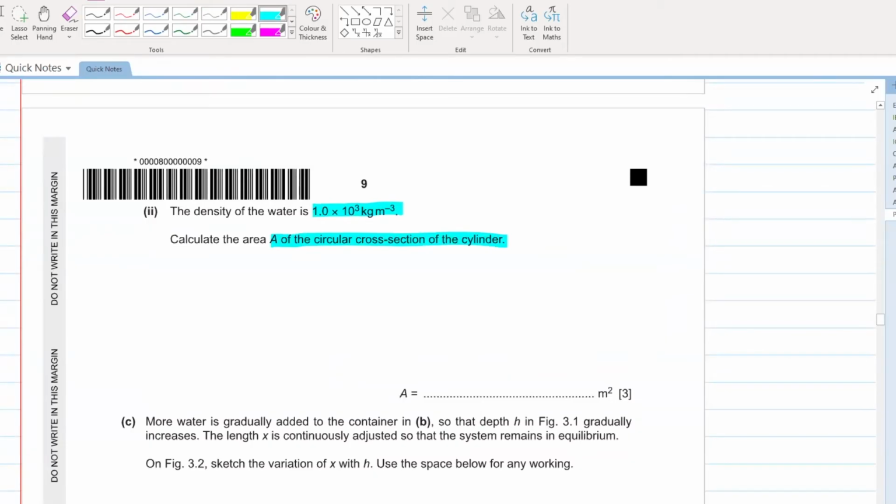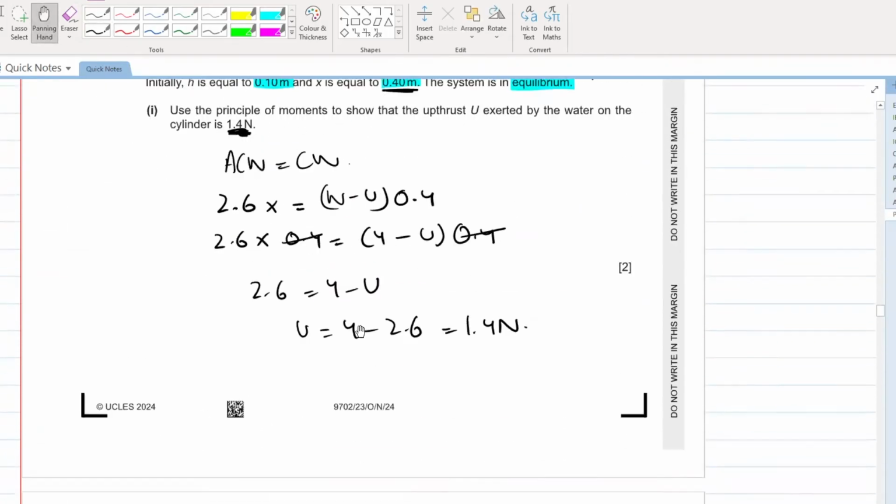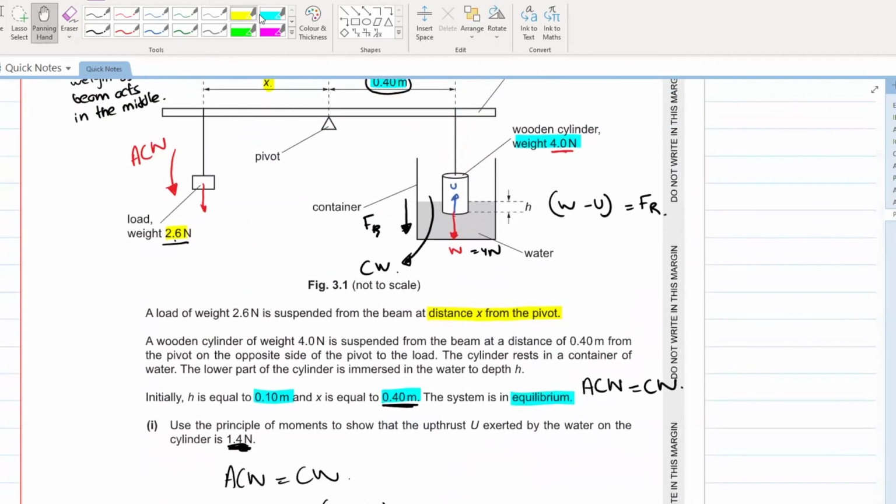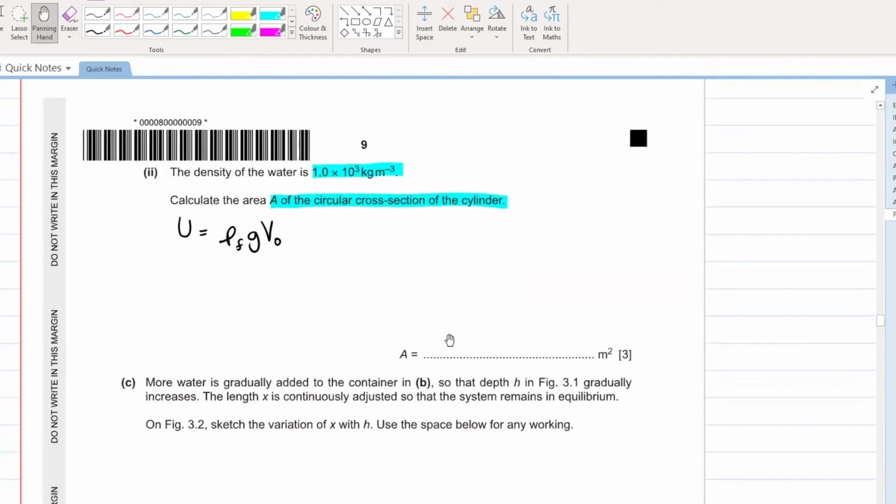Just sit back and realize this thing. Upthrust is equal to what? Upthrust is equal to density of the fluid, gravitational field strength, into the volume of the object that is immersed in the fluid. When we calculate upthrust, we only take the volume of the object that is immersed inside the fluid. Perfect. So we will take this blue highlighted volume.